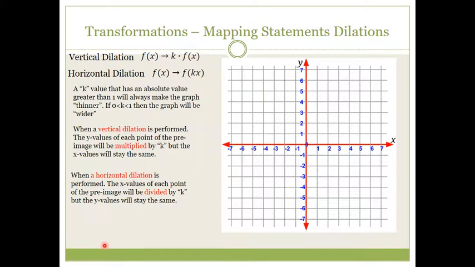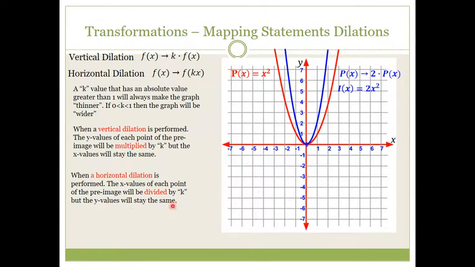Okay? But when you perform a horizontal dilation, that means that you're multiplying k inside the argument by some number, right? K is some number that you're multiplying inside the argument. Then you're performing what they call a horizontal dilation. That means you're moving the graph toward or away the x-axis. All right, and the x values of each point on the pre-image are going to end up being actually divided by whatever that value of k is. However, the y values are going to stay the same. So I know we need some examples to demonstrate what that means.